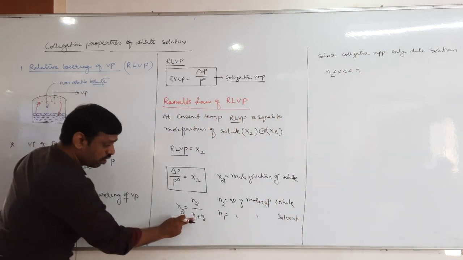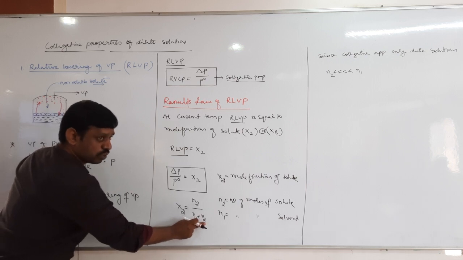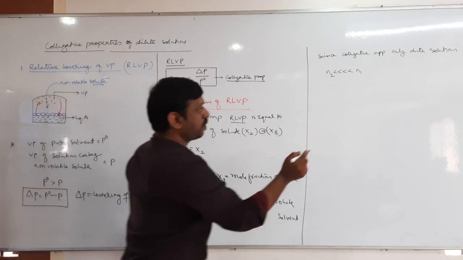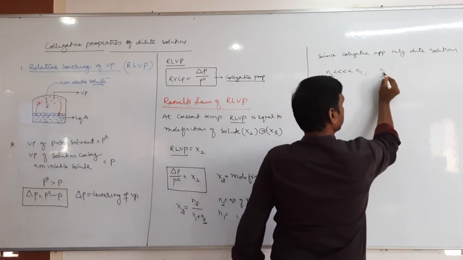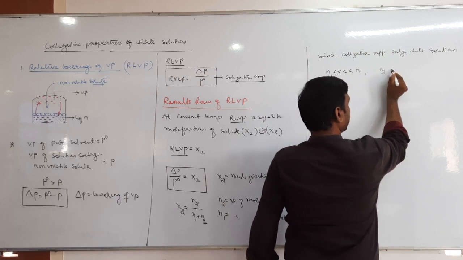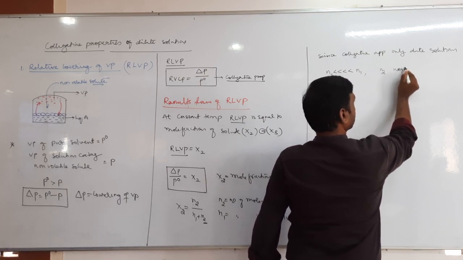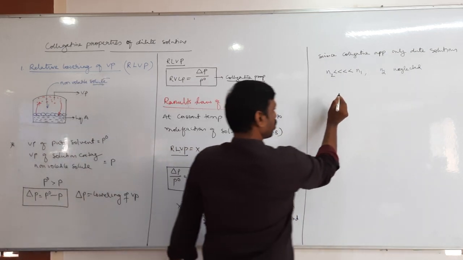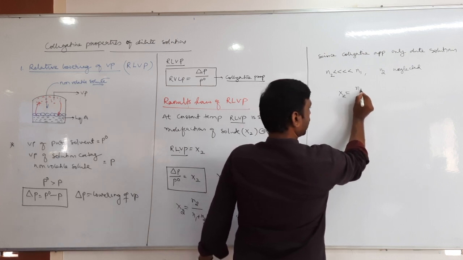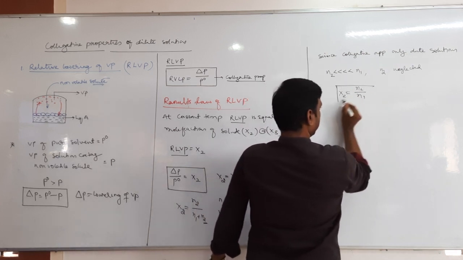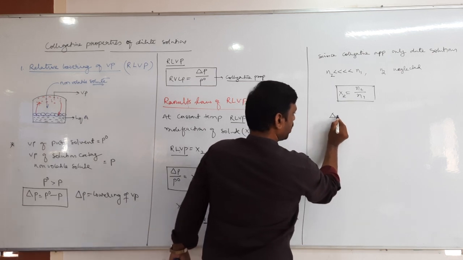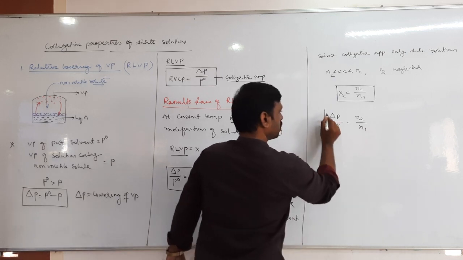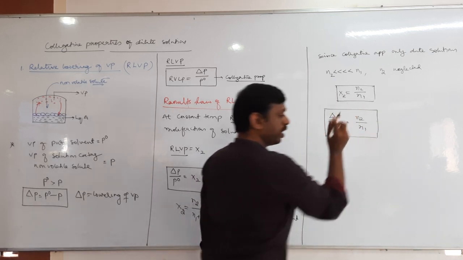Therefore here this N1 value is much greater than N2. Therefore this N2 is very less compared to N1. So N2 in the denominator can be neglected. When you neglect N2 in the denominator, what is X2 equal to? It is N2 by N1. So now delta P by P naught is equal to N2 by N1. RLVP equals N2 by N1.